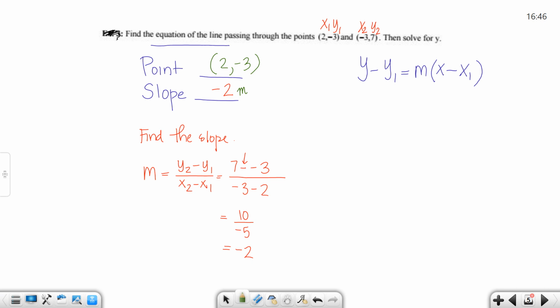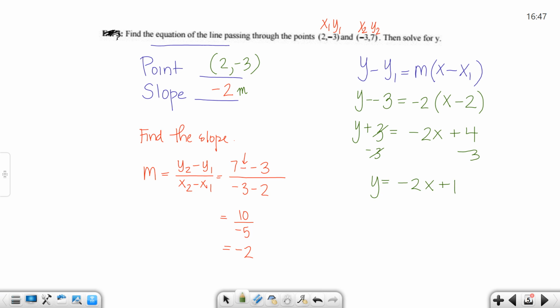So plugging my point and my slope into this blue formula, I get y minus y, which is negative 3, and my slope times x minus x. So this would be y plus 3 equals negative 2x plus 4. So y would equal negative 2x plus 1. And that's how that one would look.